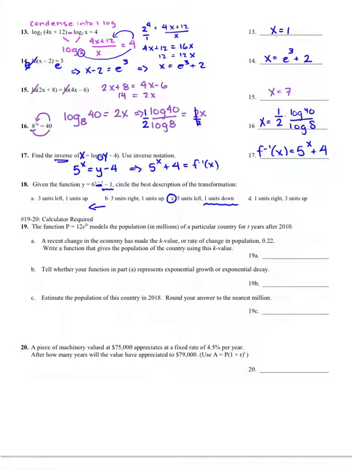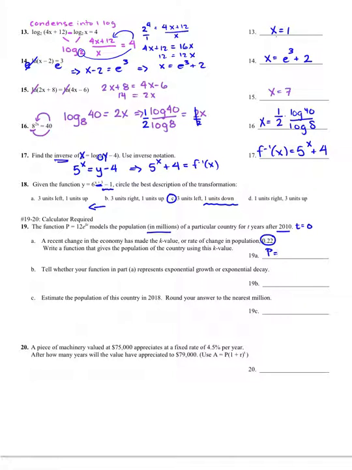Okay, so these are the only 2 problems where you really need a calculator, and you are going to want to give decimal answers as well as show your work. So we have the function P equals 12e to the kt, which models a population in millions of a particular country for t years after 2010. So this is kind of like our t equals 0 when we're starting to count the population. A recent change in the economy has made the k value, the rate, 0.22, and you're going to write the function. So you're just going to put all the pieces together.